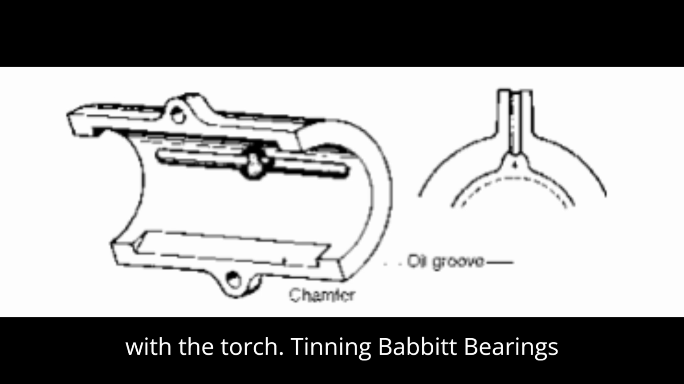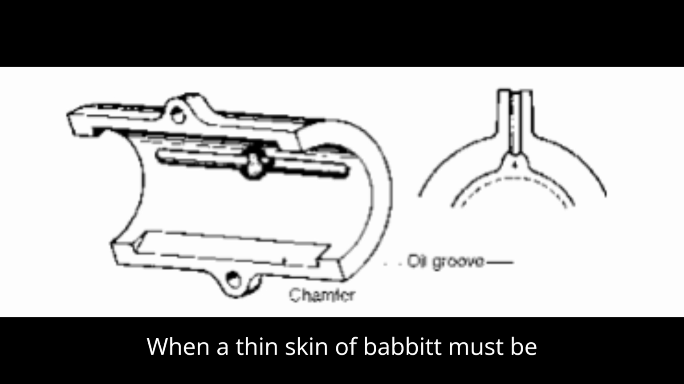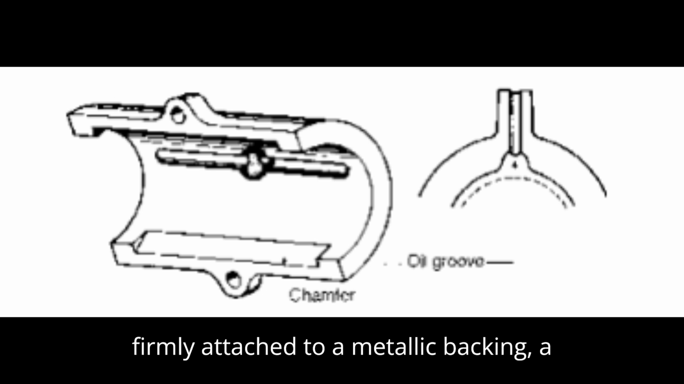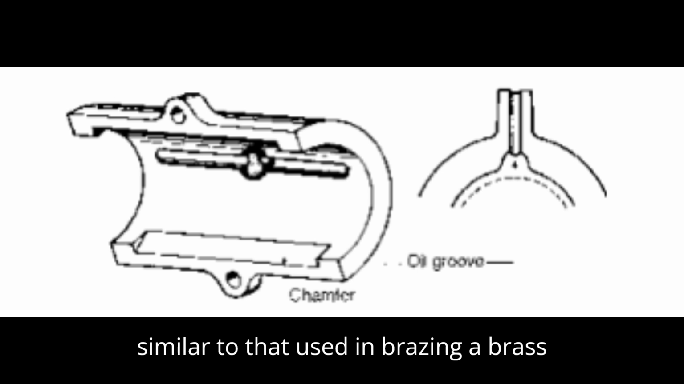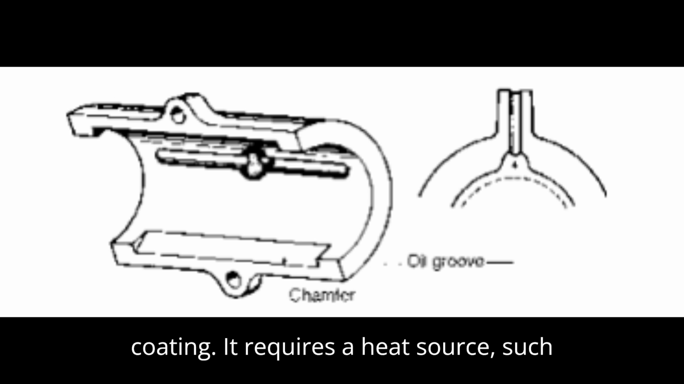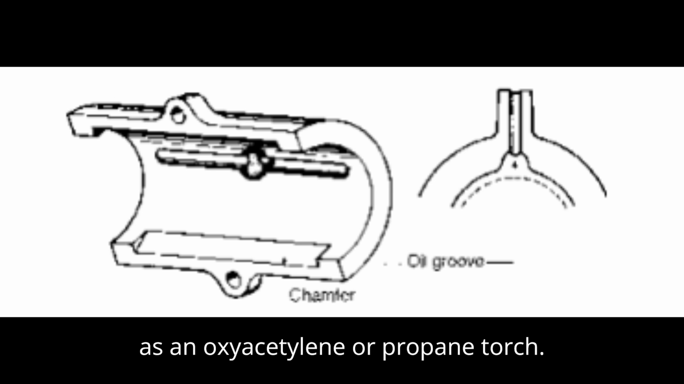Tinning babbitt bearings. When a thin skin of babbitt must be firmly attached to a metallic backing, a tinning process is used. The process is similar to that used in brazing a brass coating. It requires a heat source, such as an oxyacetylene or propane torch.